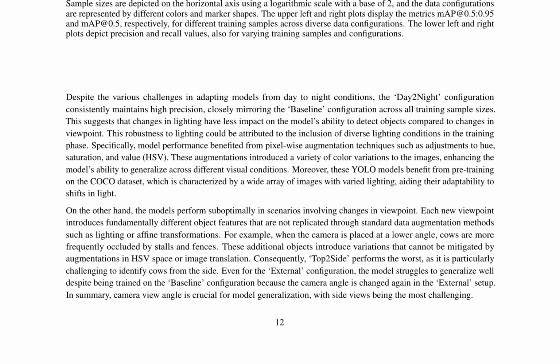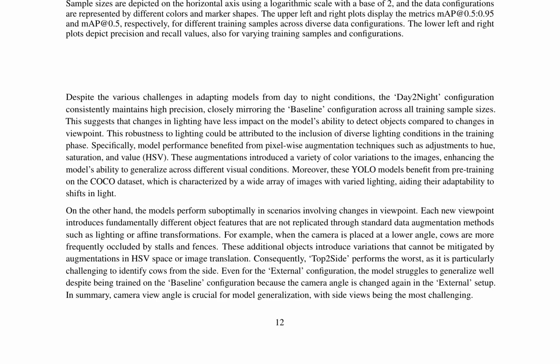For instance, when the camera is placed at a lower angle, cows are more frequently occluded by stalls and fences, introducing variations that cannot be mitigated by augmentations in HSV space or image translation. The top-to-side configuration performs the worst, as identifying cows from the side is particularly challenging. Even for the external configuration, the model struggles to generalize well despite being trained on the baseline configuration, due to the changed camera angle. These findings highlight the importance of considering diverse viewpoints and lighting conditions during model training to enhance its adaptability and robustness.